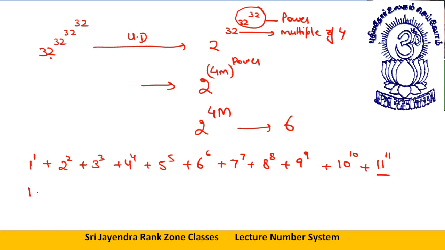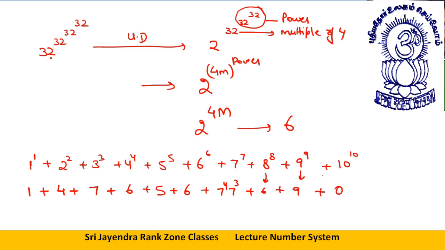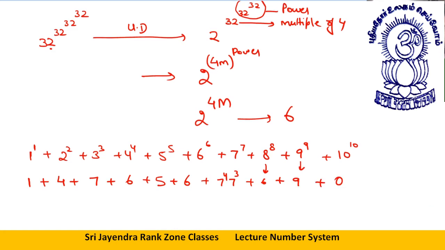1 raised to power 1 is 1, I know. 2 raised to power 2, let's do it till here. 2 raised to power 2 is 4. 3 raised to power 3 is 27, I'll write a 7. 4 raised to an even power will give me a 6. 5 raised to any power will give me a 5. 6 raised to any power will give me a 6. So I can write this as 7 raised to power 4, 7 raised to power 3. 8 raised to a multiple of 4 will give me a 6. 9 raised to an odd power will give me a 9, plus 0. Things are getting easy now.